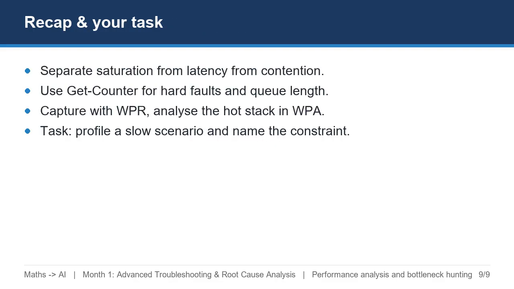Recap. Slow is a symptom, turn it into a measured constraint and classify it as saturation, latency, or contention. Use getCounter for the counters Task Manager hides, especially hard page faults and processor queue length. Capture a real trace with WPR and find the hot stack and thread state in WPA. Your task: reproduce a slow scenario, sample 30 seconds of counters, capture a WPR trace, and write a 2-paragraph finding naming the constrained resource, its class, and the responsible module. On to crash analysis next.